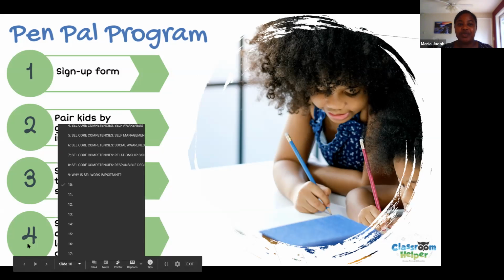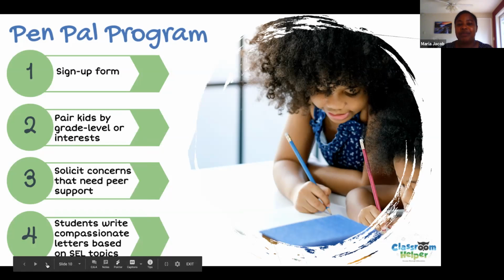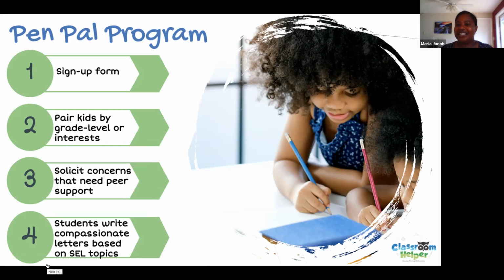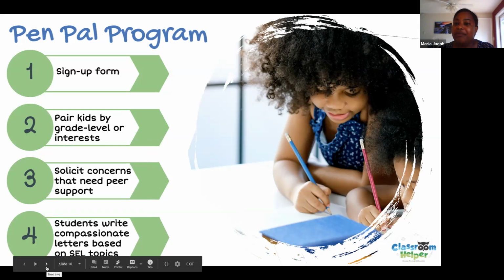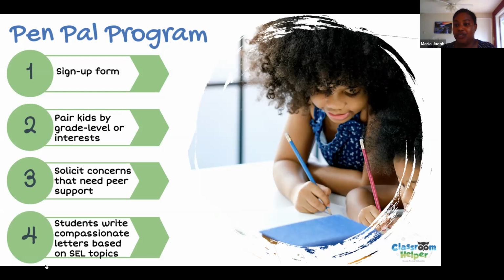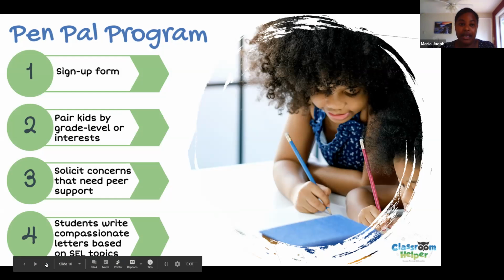So I find that students can express their emotions more in a written letter than they can speaking in a learning space. So there's a sign-up form that adults can use to send to parents to fill out if they want to participate. You can pair students based on grade level or interest. So for example, if you teach one grade level, you might want to focus on pairing by interest. Or if you teach multiple grade levels, you might want to break it up by grade level.